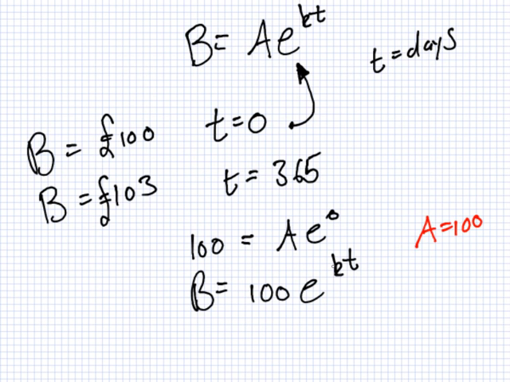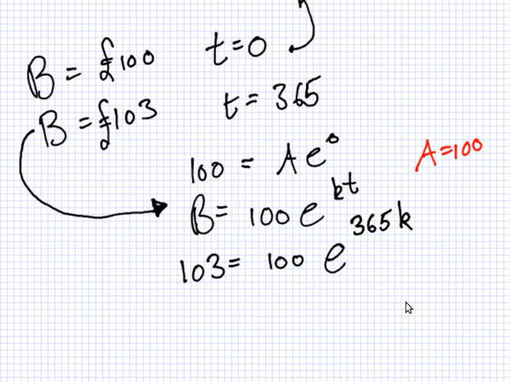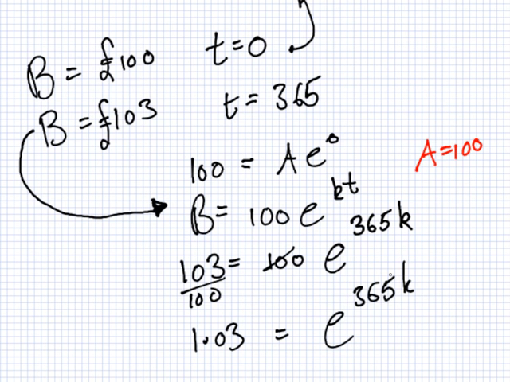Anyways, yeah. Okay, so now we put this point in, and you get 103 equals 100 e^365K. So what should I do to try and solve this first? Divide by 100. 1.03 equals e power 365K. And then log.